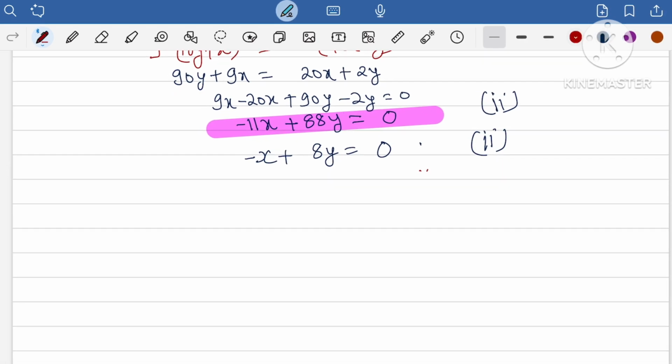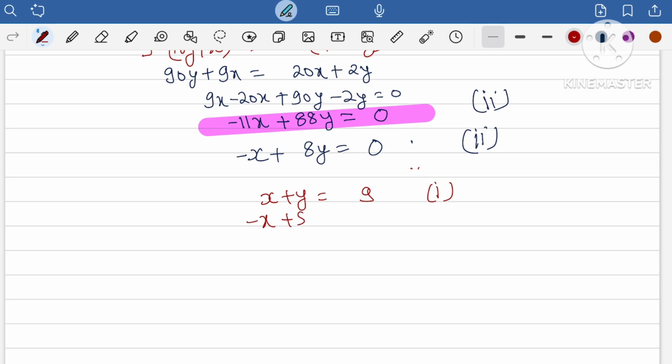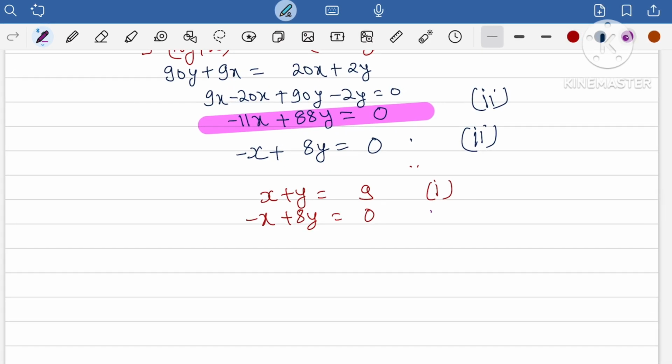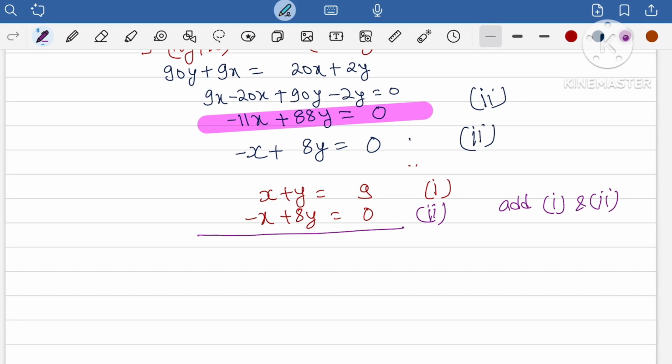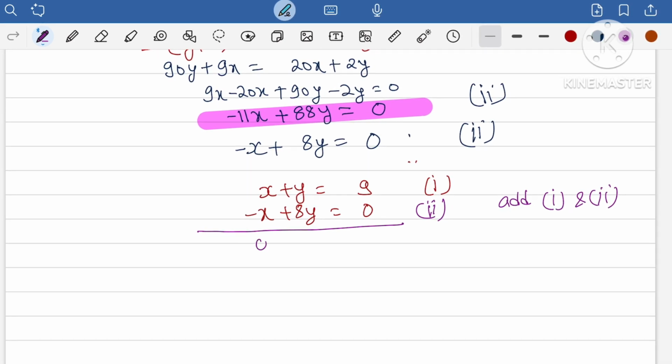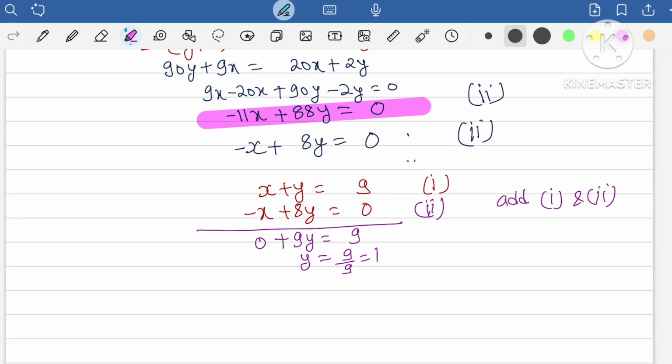So the first equation was x plus y is equal to 9, and this one is the second equation, minus x plus 8y is equal to 0. Now we can add these, because if we subtract, then minus x would become plus x, that would be 2x. So if we add, x would get eliminated, so that is the elimination method. 0, y plus 8y is 9y is equal to 9, or y is equal to 9 upon 9, that is 1. So the value of y is 1.